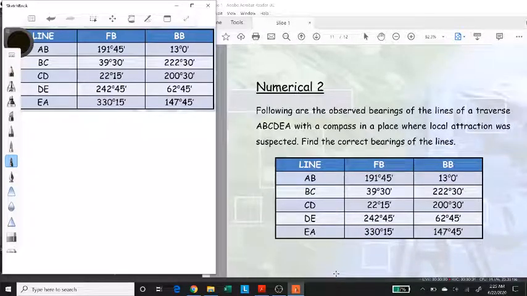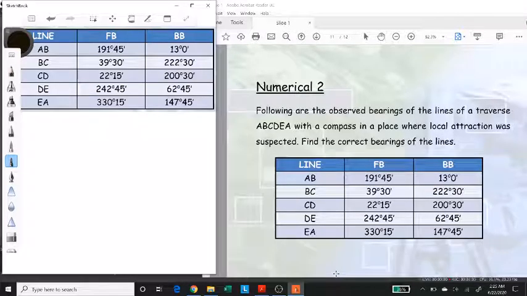So that means the difference in forward bearing and back bearing for some of the lines, or maybe all the lines, is not 180 degrees. And we have to apply corrections to those bearings so that the difference between them comes out to be 180 degrees. And we have to find out the correct bearings. So one way to do it is, well, let's talk about that method ahead.